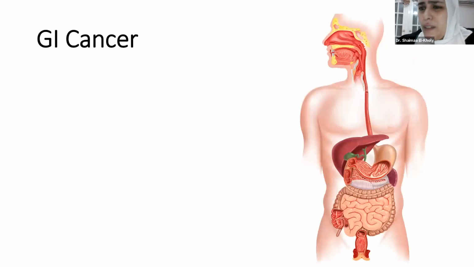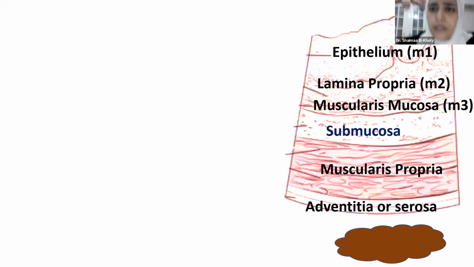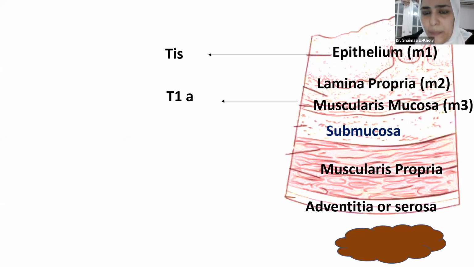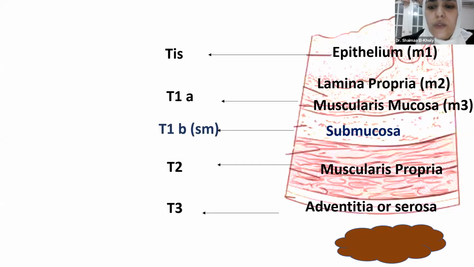So just a basic reminder about GI cancer and the layers of invasion. Here's the wall of the GI. Here's the mucosa composed of epithelium, lamina propria, and muscularis mucosae, then the submucosa, the muscle layer, then adventitia or serosa. If you have a lesion or cancer that is confined to the epithelium, it's called carcinoma in situ. When it starts to invade the lamina propria, it's T1a. When it goes to the submucosa, it's T1b. And then when it goes to the muscle, it's T2. To the adventitia or serosa, it's T3. To the surrounding structures, it's T4.